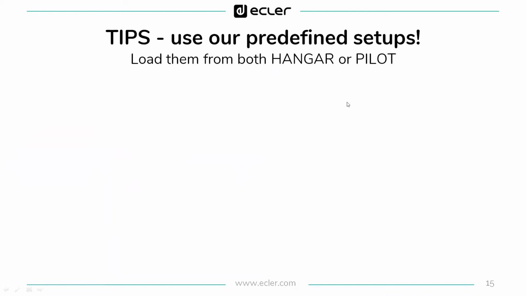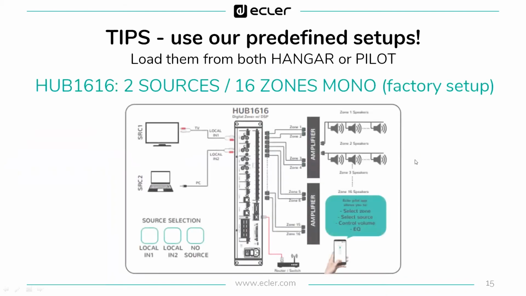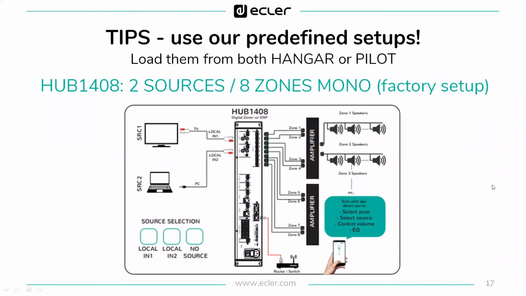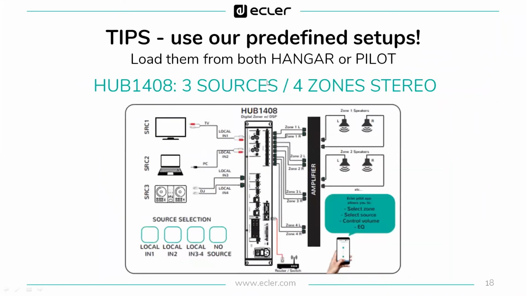As mentioned before, tips. If a project that we have matches our predefined setups, well, good luck, because we will save a lot of time doing the configuration, because this is the configuration that is already pre-loaded in the hub 1616. In the hub 1408, it's this one. It's 2 sources and 8 zones mono. If we have something like this, then it's a totally plug and play matrix. These are, by the way, in the quick guide.